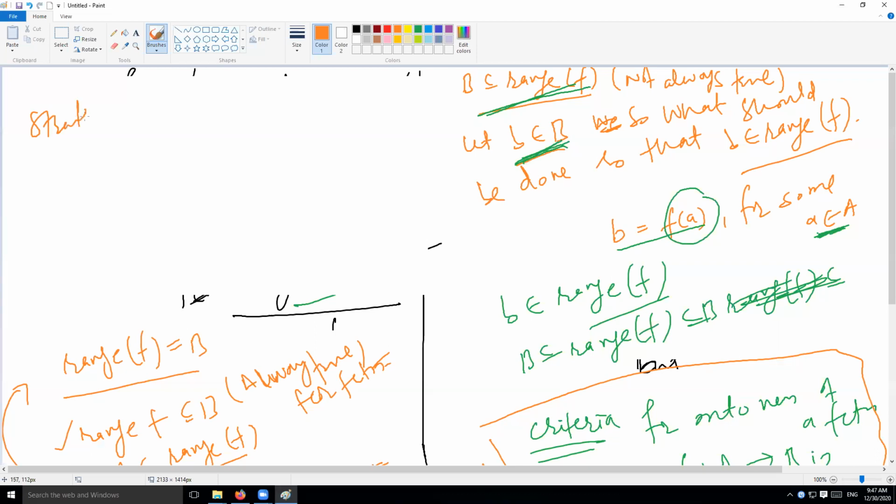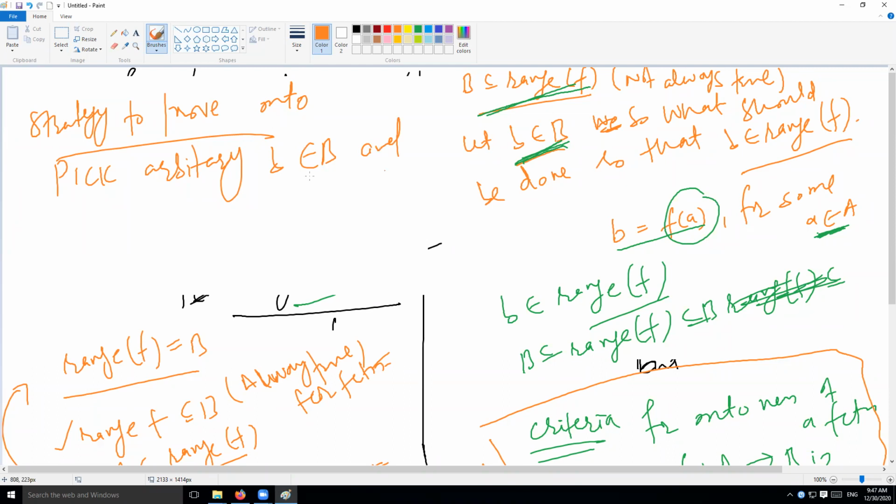What would be the strategy to prove a function onto? Pick an arbitrary b from B and try to find an a from A such that b is the image, f of a. So if you can prove this, your function is onto. Is that clear?